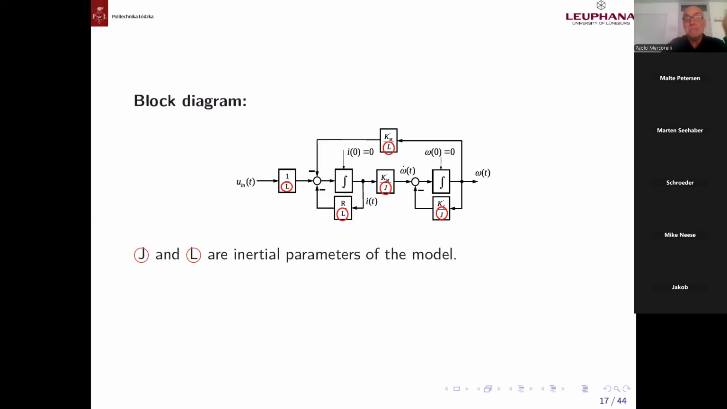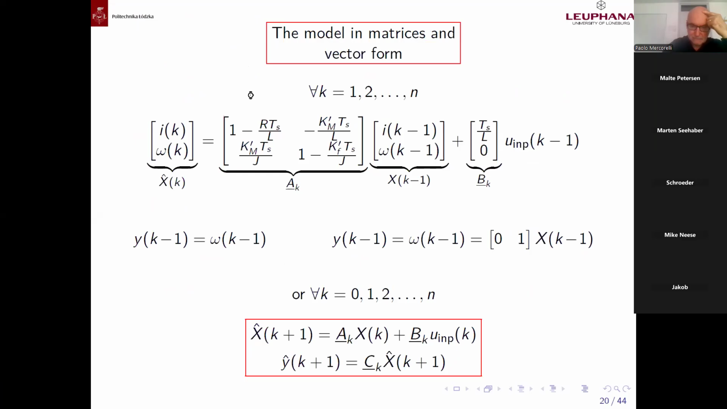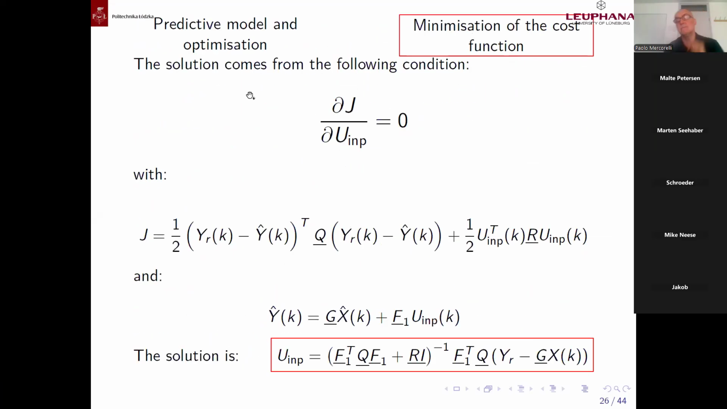Last time we implemented this solution, which came from this cost function, which has a weighted part in terms of error: what we want to obtain, yr, the vector of our desired output, and what we predict, y hat, as a vector again. Basically, it is the sum of the squared error at each step in the function.